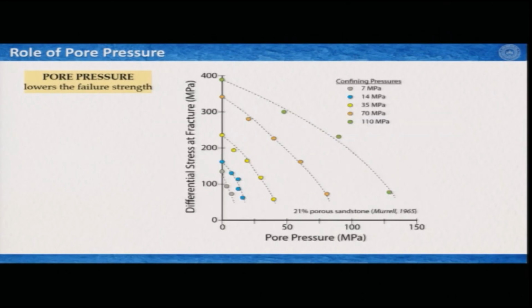Now, this is another way of looking at how pore pressure does play the role in governing the strength or flow of the rocks. So, these are again done on porous sandstone, and this time the experiments were done by Murrell in 1965, and here the porosity was 21%. So, different circles here are of different confining pressures that were applied, and on this x axis we have different pore pressure. So, what we see, for example, if I take this green circle where the confining pressure was 110 megapascal.